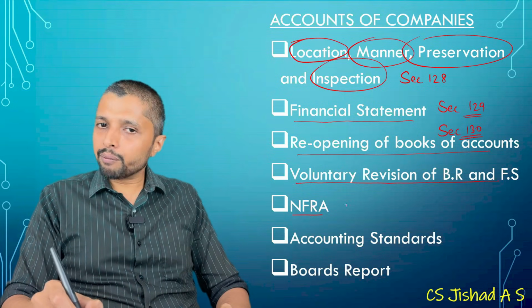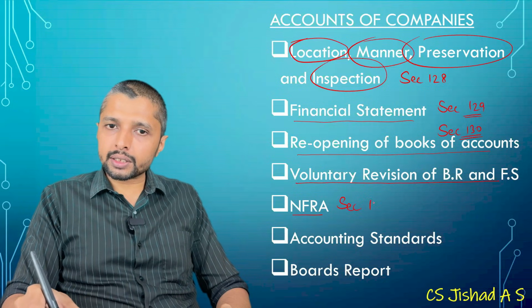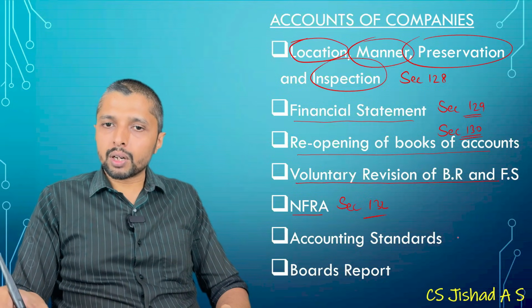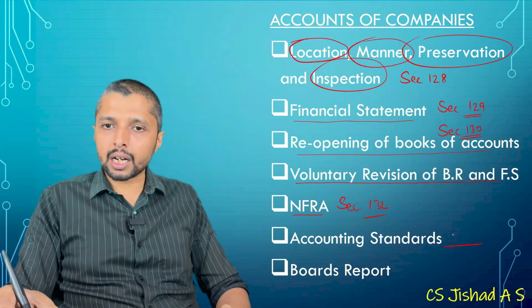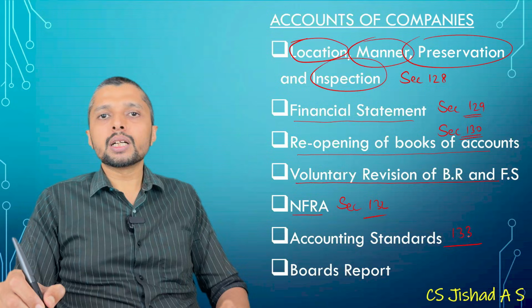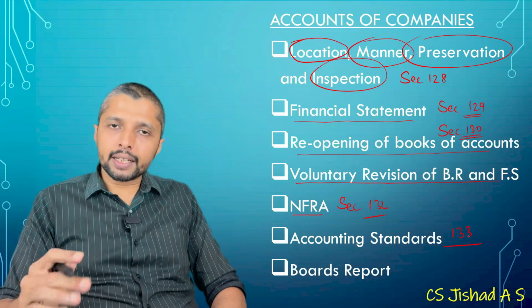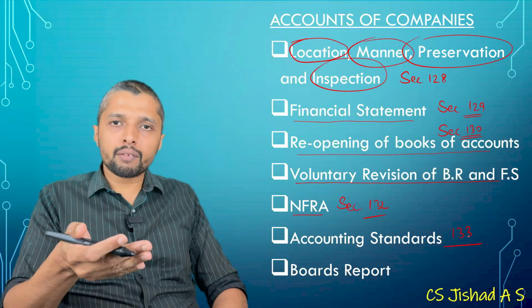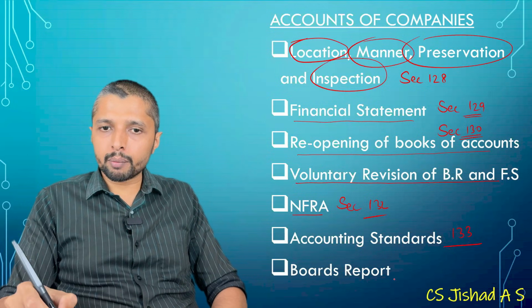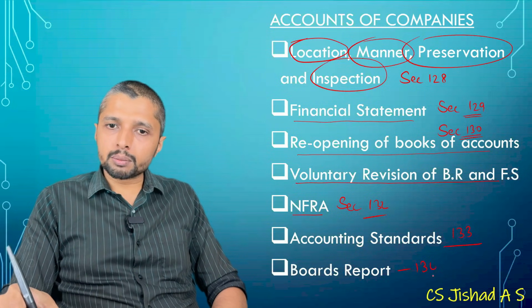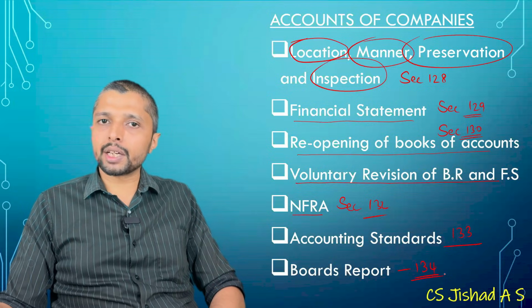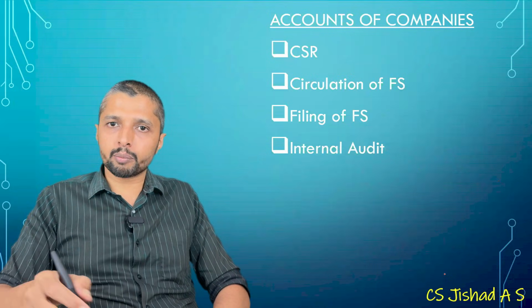Then with respect to NFRA, you have section 132. Section 133 specifies your accounting standards. It will be recommended by ICAI, then to NFRA. NFRA will make their own recommendation, and it will be notified by the central government. Section 134 deals with the board's report, signing of the board's report, and signing of the financial statement.